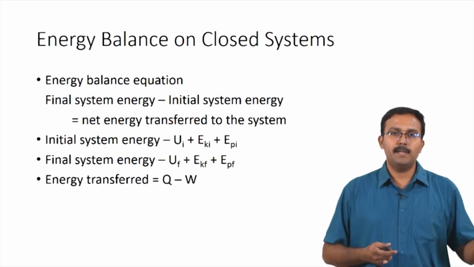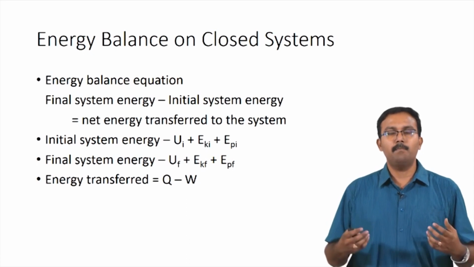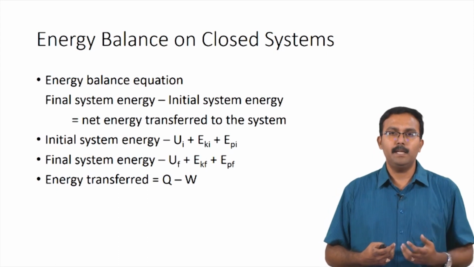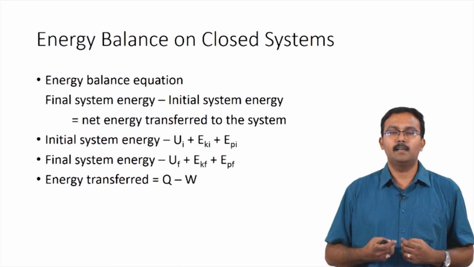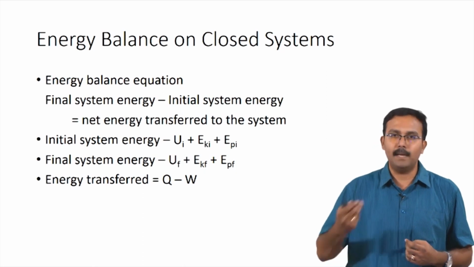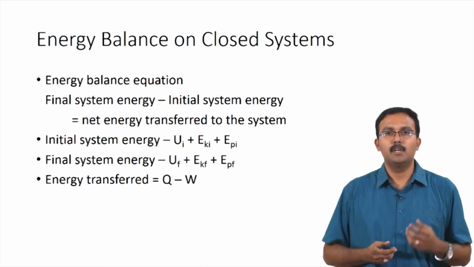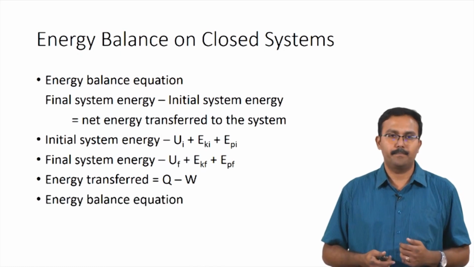Energy can be transferred between the system and the surroundings in the form of heat and work. So, do you remember the convention we agreed to use? Yes, heat would be positive when it is supplied to the system, and work will be positive when it is done by the system. So, we will use this convention for the rest of the course. So, based on that, energy transferred would be Q minus W.